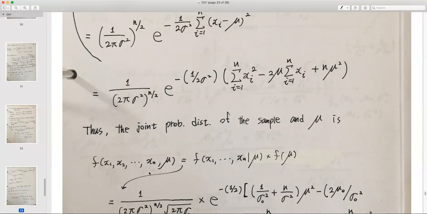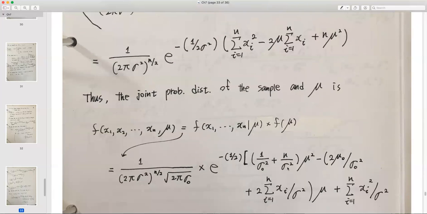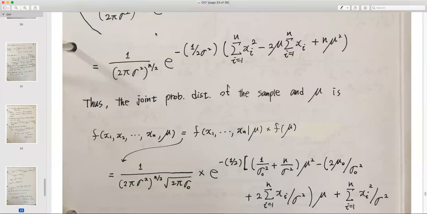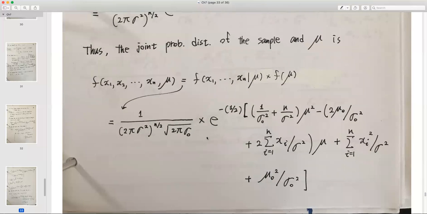This is the joint probability distribution of the sample and mu, which can be expressed as what? The joint probability distribution of the sample times the prior distribution of mu. So we plug this one in here, f, the joint probability distribution of the sample. And then we already have what? The prior distribution, right? So we plug the formula of the prior distribution into f of mu. Okay. All right. And then you get this.